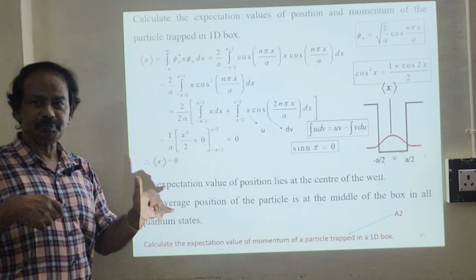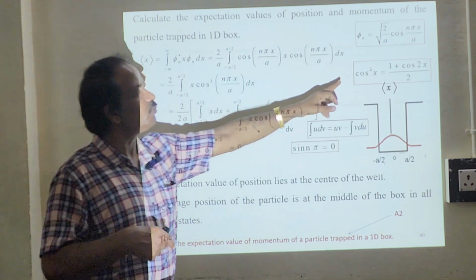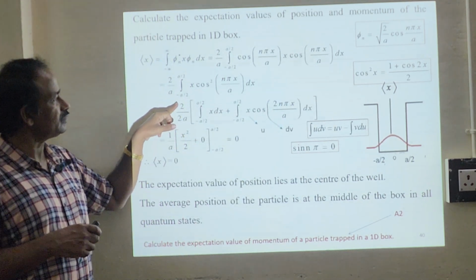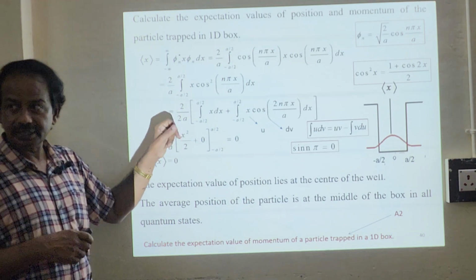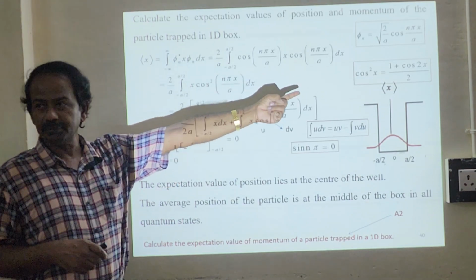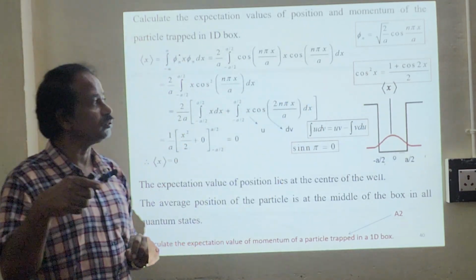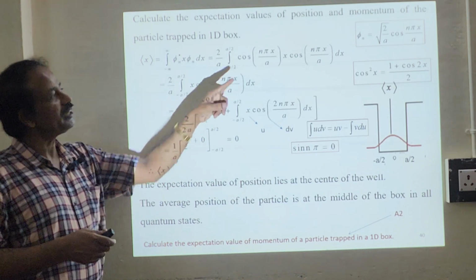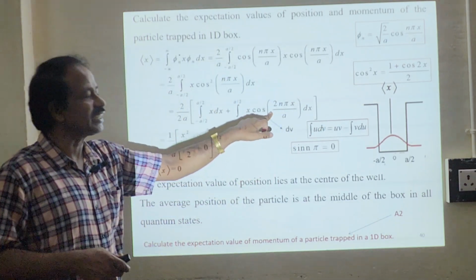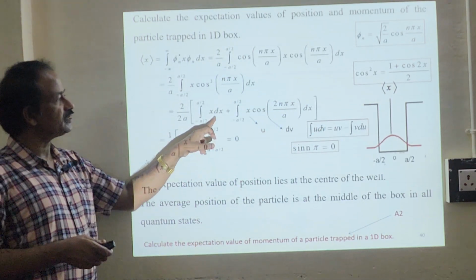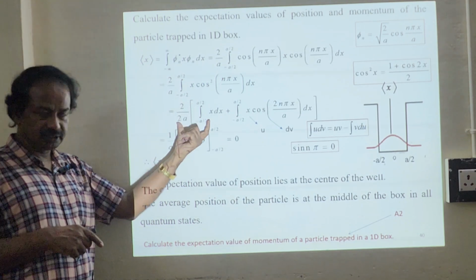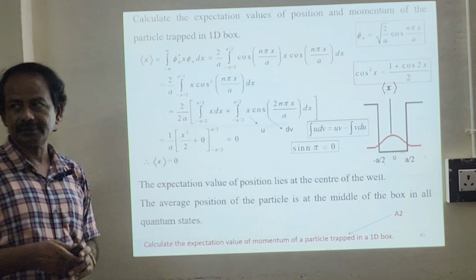Again we will have to separate using the formula cos squared theta equals 1 plus cos 2 theta by 2. So I have pulled the 2 out, and that will give us 2 divided by 2a. Is it okay? So cos squared n pi x by a can be written in terms of 1 plus cos 2 n pi x by a, divided by 2. Multiply with x, that will give you this term. Multiply x with x will give you the second term. So you have x dx. The integration goes from minus a by 2 to plus a by 2. This is the first term, and this will be your second term.